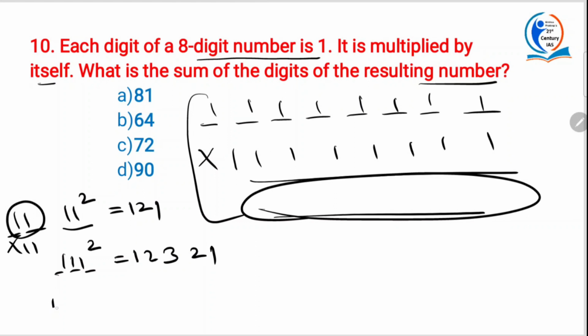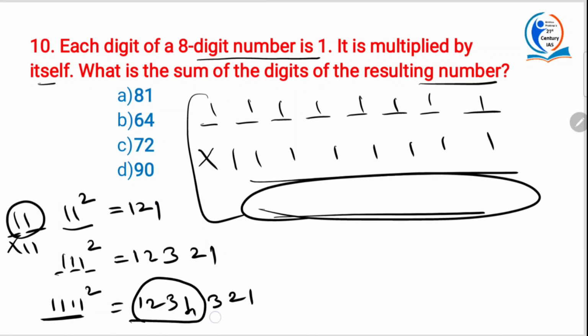Okay. And what is the square of 1111? It is 1234321, which means whatever the number of ones, you have to write digits till that number and the rest will be in reverse order. Not 4321, 4 is common. 321 you have to write. Leaving the last digit of whatever number you're getting, you have to write the other digits in the reverse order.